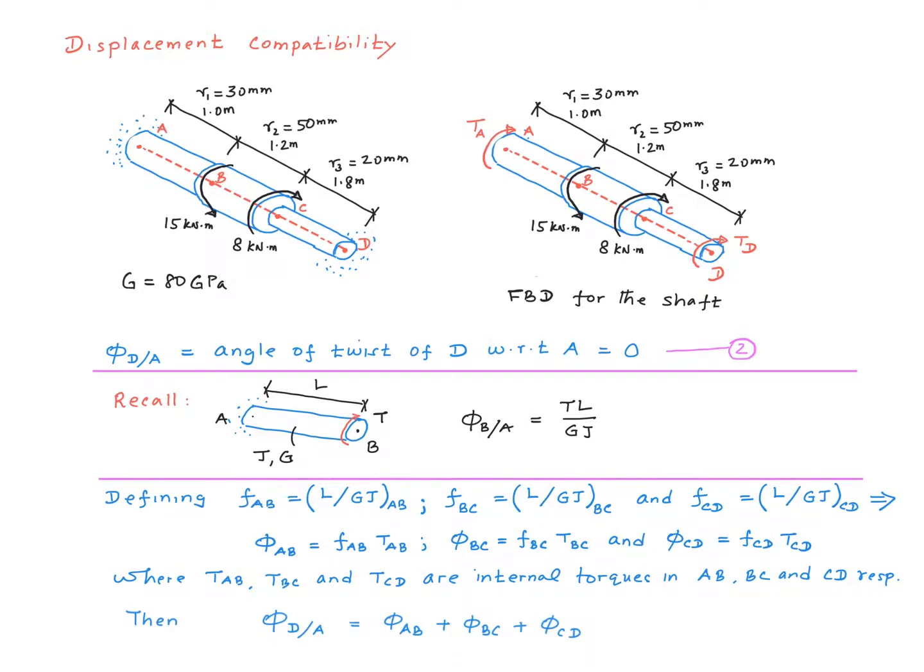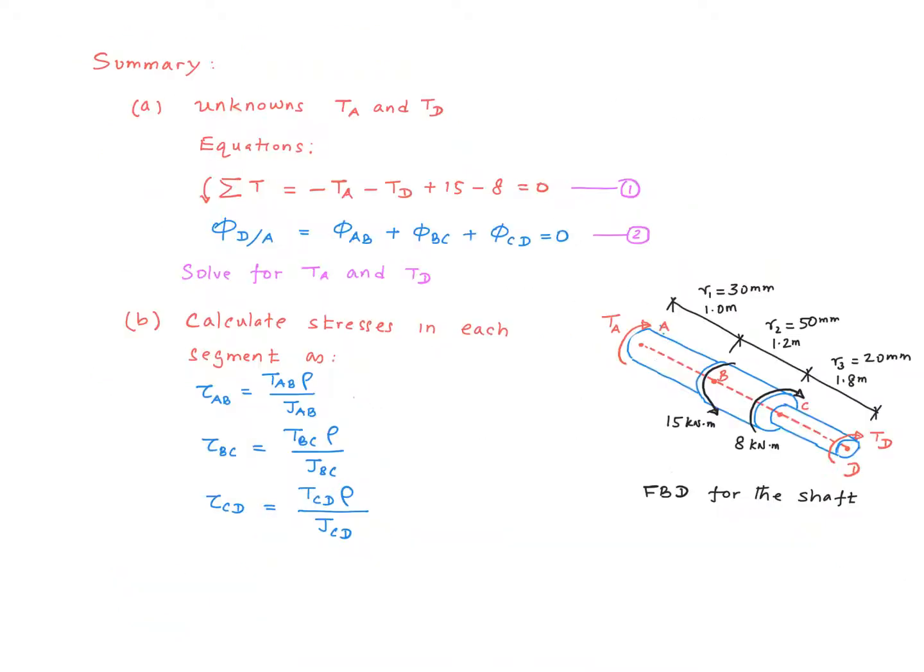Then to evaluate the angle of twist of point D with respect to point A that we need in this displacement compatibility equation, all we have to do is to sum up these three quantities algebraically. That's it. Summing up algebraically implies we need to have a sign convention. Just to summarize the method, there are two unknowns, T A and T D. The equilibrium condition gives us one of the two equations needed. The displacement compatibility gives us the other equation.